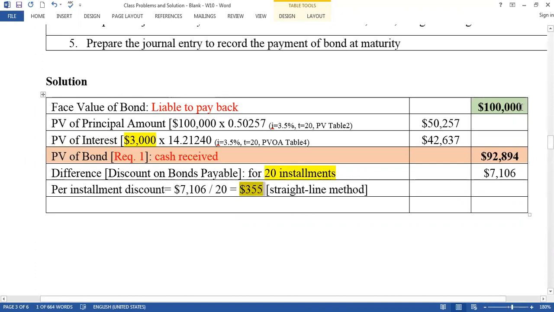Why do you have to pay additionally? Look, you receive 92,894, but you will pay more money. That means you are going to pay this additional money. You have to record this additional money every year, but you will pay it at the end of the maturity.